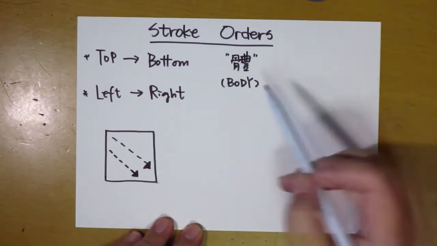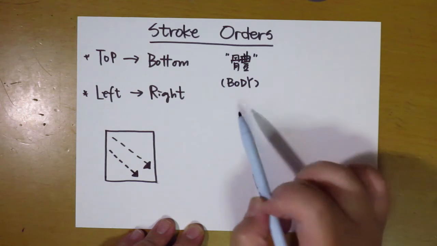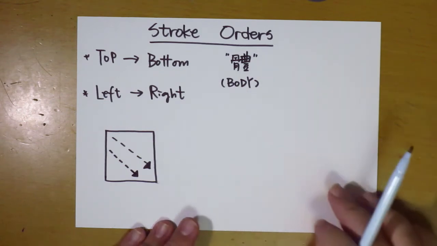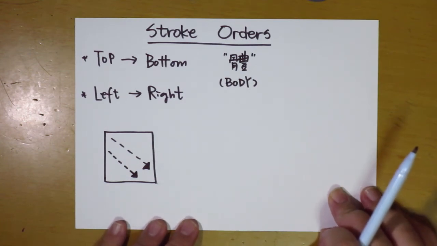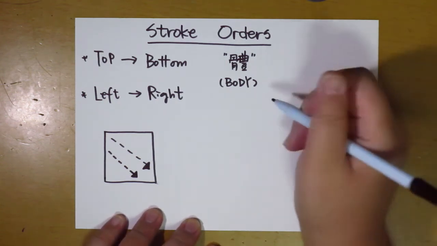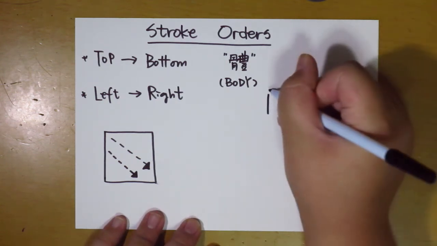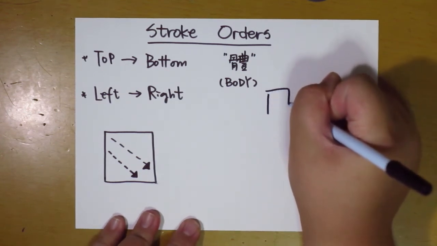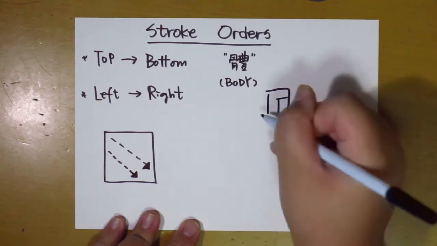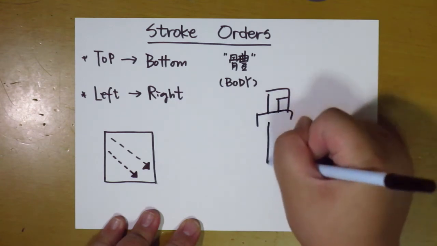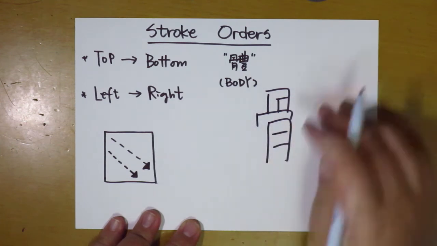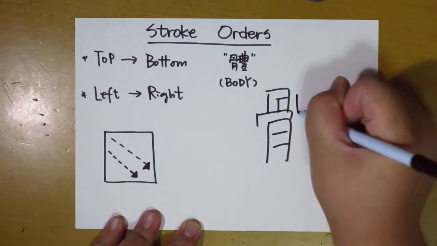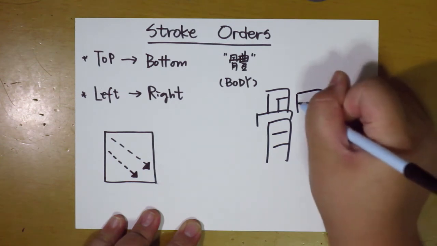Let's take this character as an example. This one in Cantonese is tai. Same pronunciation as to see, tai, but this one means body. So first we have to move from the top left part and move downwards at first, because from the top to the bottom, and then finish the left part and we move on to the right hand side.